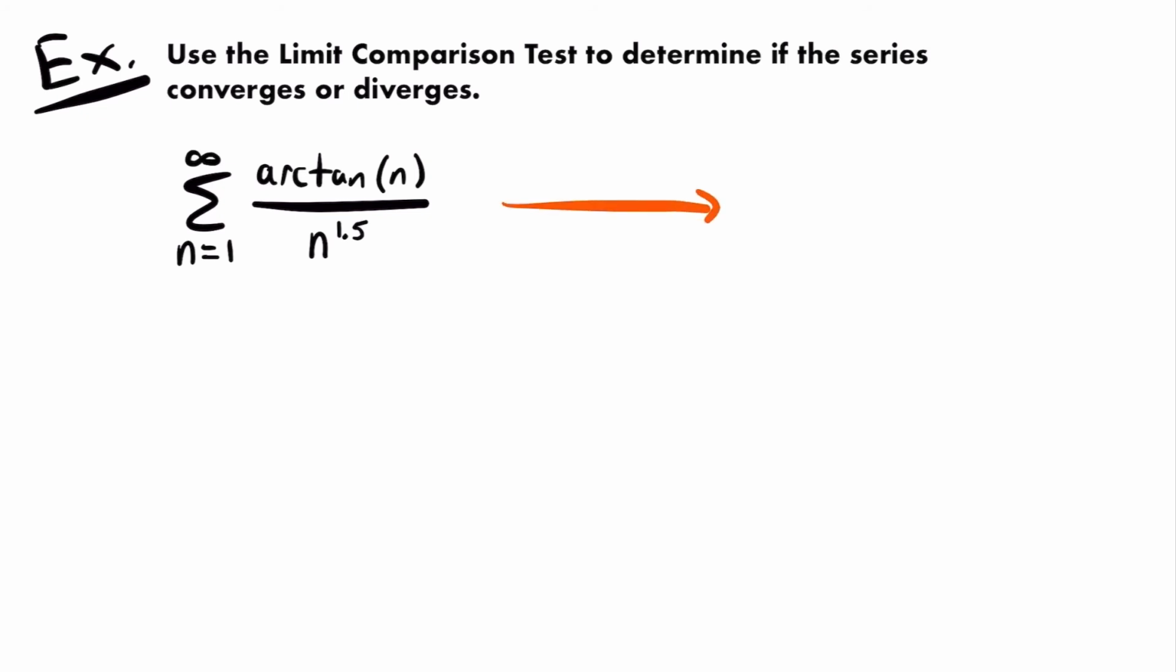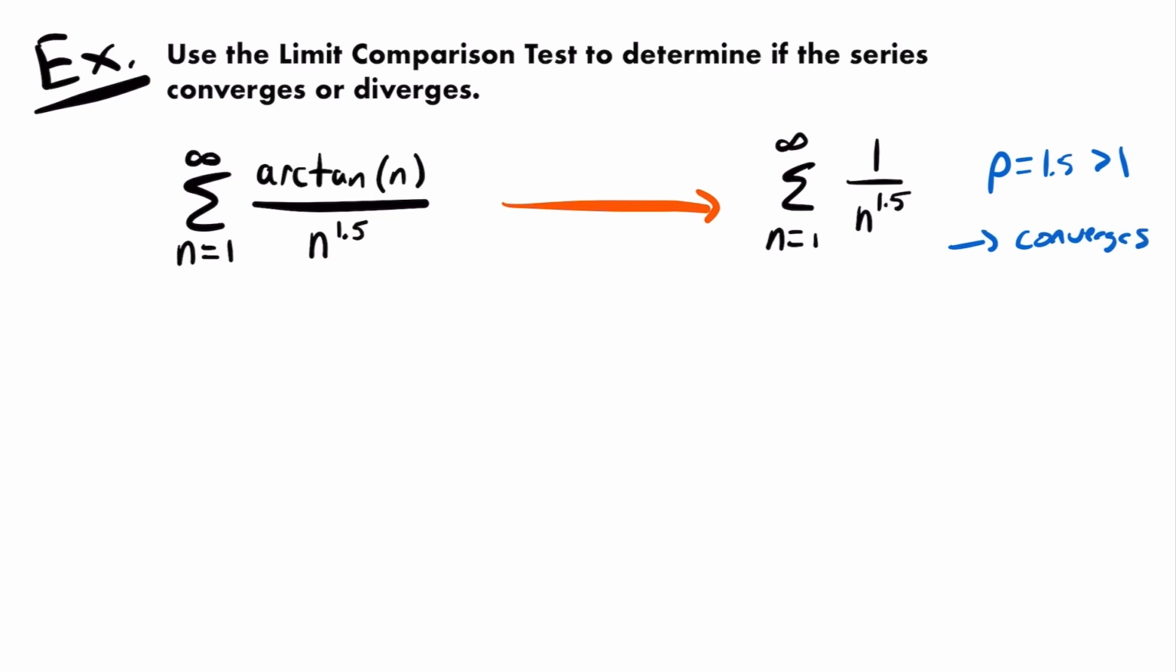Let's use the p-series, where we have the sum from n equals 1 to infinity of 1 divided by n to the power of 1.5. This is a p-series where p is equal to 1.5, and since p is equal to 1.5, which is greater than 1, this p-series converges. If it was less than 1 or equal to 1, then it would diverge, but since p is greater than 1, this p-series converges.